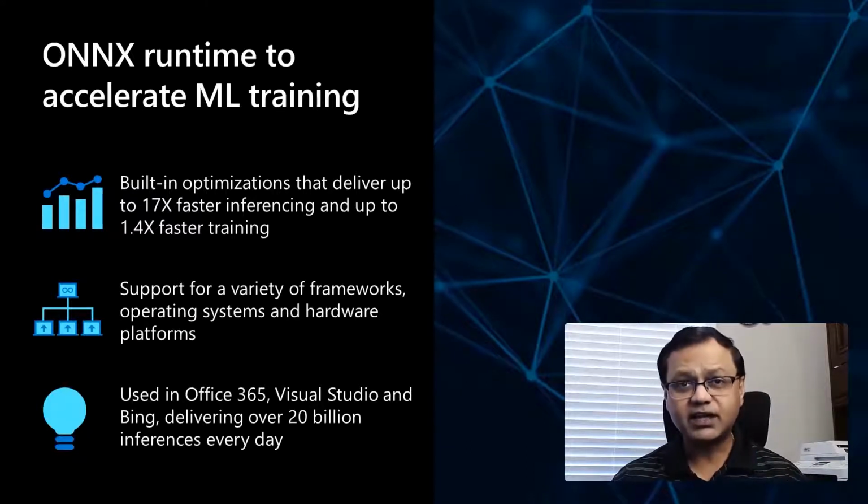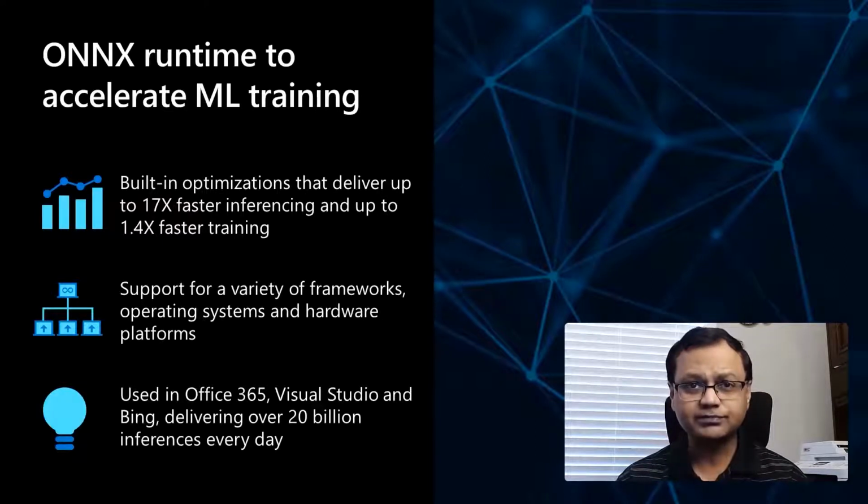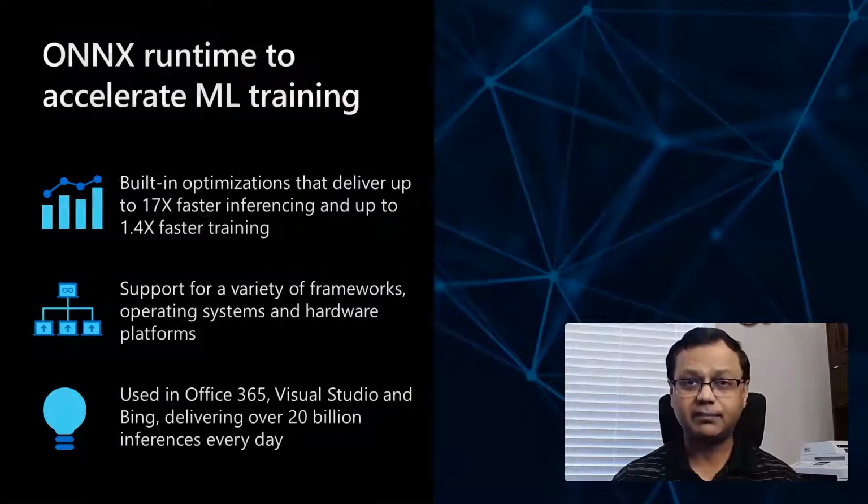ONNX Runtime is a high-performance inference engine for deploying ONNX models to production. It is used in high-scale Microsoft services such as Bing, Office, and also Azure Cognitive Services. It enables acceleration of machine learning inferencing across all of your deployment targets using a single set of APIs.